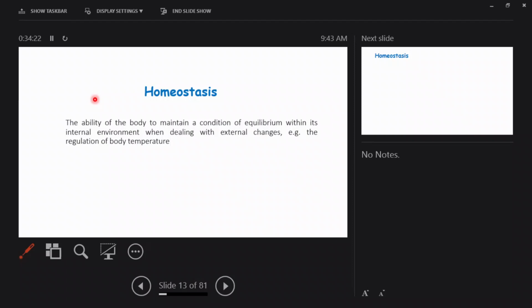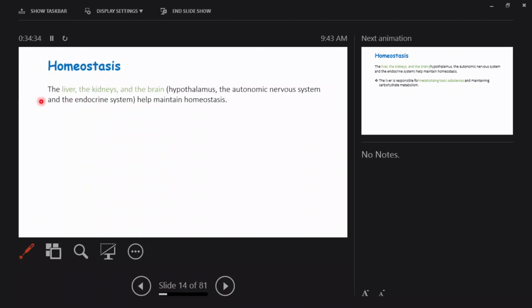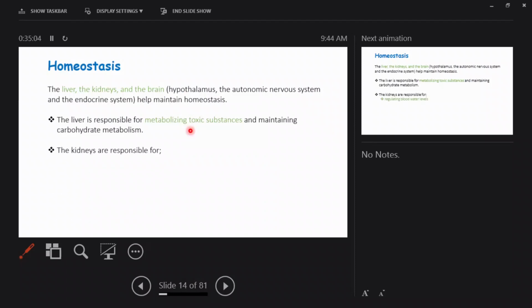Our body needs to have equilibrium, or homeostasis, in order to work properly. All the body's functions work properly by having equilibrium. The liver, the kidney, and the brain, these three organs, with the hypothalamus, autonomic nervous system, and endocrine system, help maintain homeostasis. These are the organs that are very important to maintain homeostasis in our body. The liver is responsible for metabolizing toxic substances and maintaining carbohydrate metabolism.